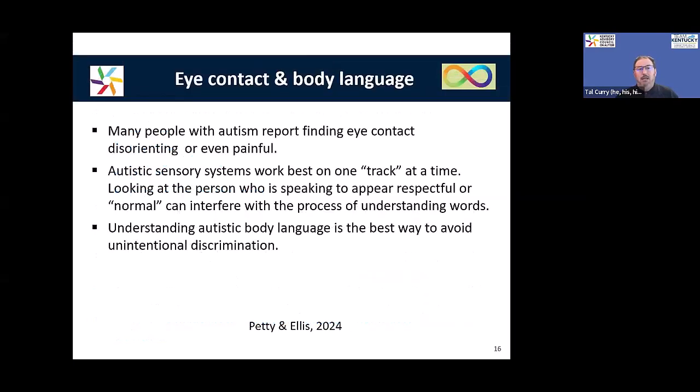Eye contact and body language. Many people with autism report finding eye contact disorienting or even painful. Autistic sensory systems work best on one track at a time. Looking at a person who is speaking to appear respectful or normal can interfere with the process of understanding words. Understanding autistic body language is the best way to avoid unintentional discrimination.